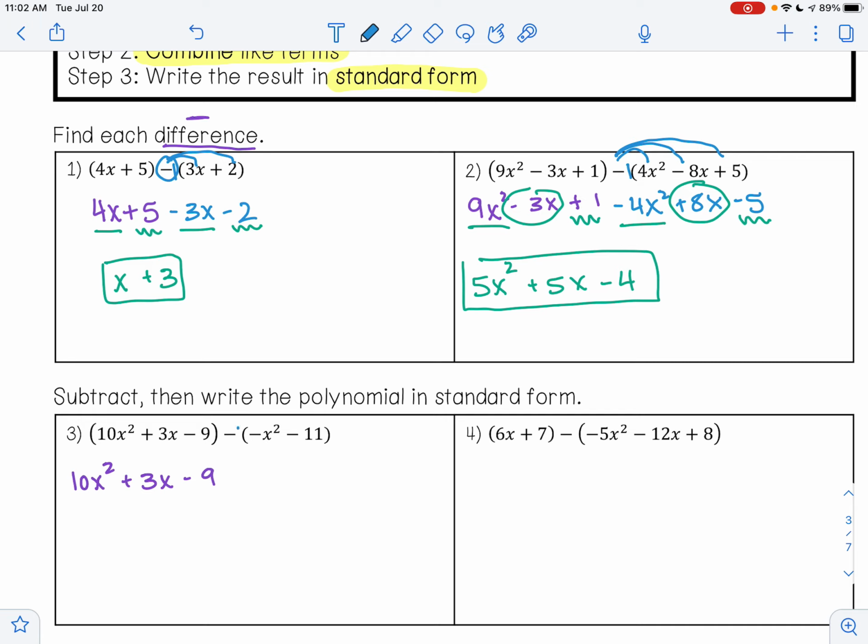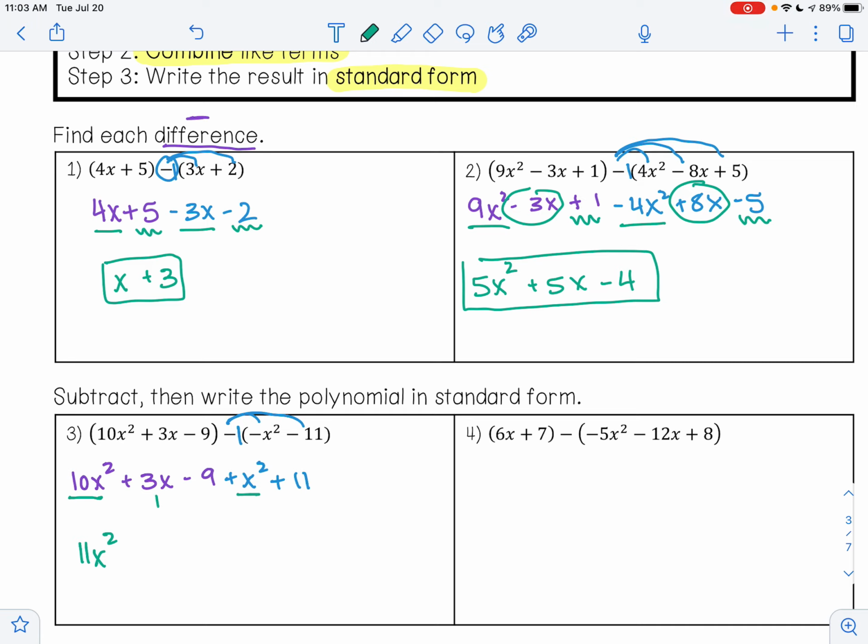So remember, this is like a -1. So -1 times -x squared is positive x squared, because remember, a negative times a negative is a positive. -1 times -11, again, is positive 11. From here, I can combine like terms. 10x squared has a like term with x squared. That leaves me with 11x squared.